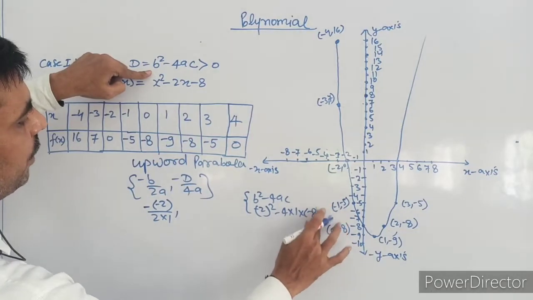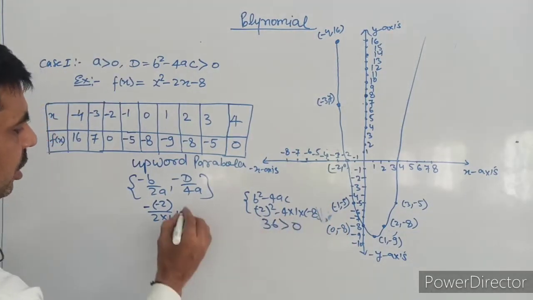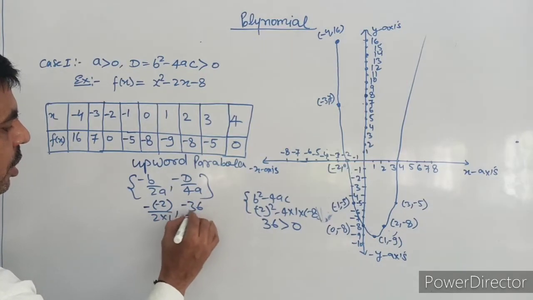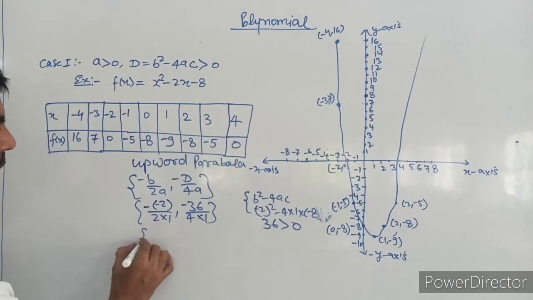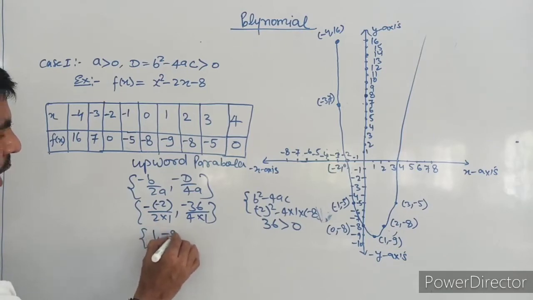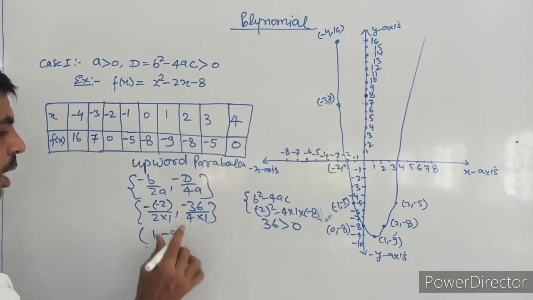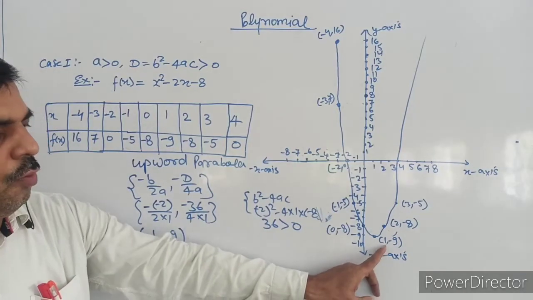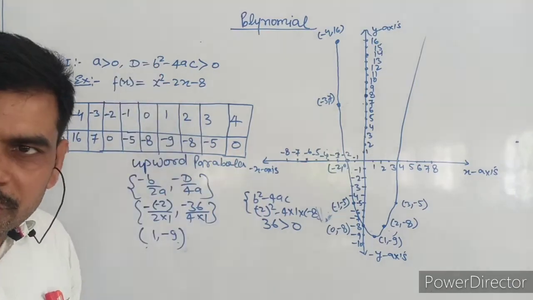What value do we find? 36, that is greater than 0. So here minus 36 upon 4 into 1. You solve it, you find 1, minus 9. Then what is the vertex of the graph? 1, minus 9. Okay, so this is based on the first case.